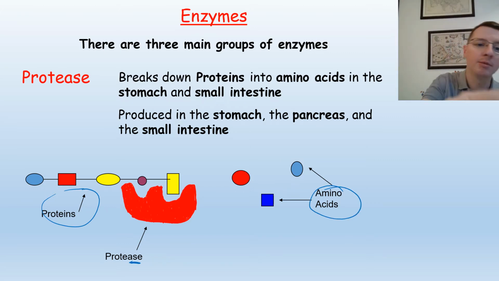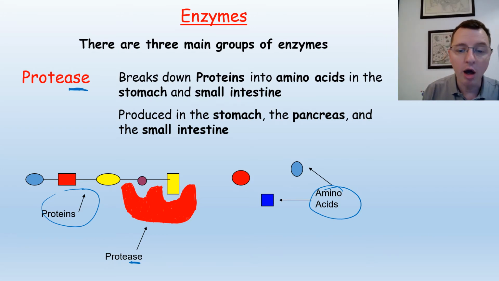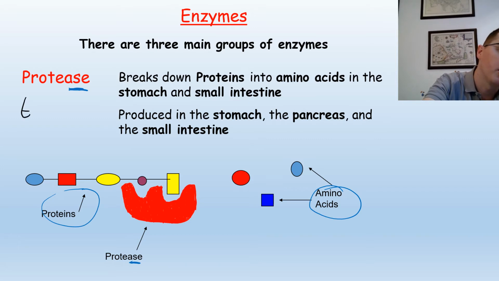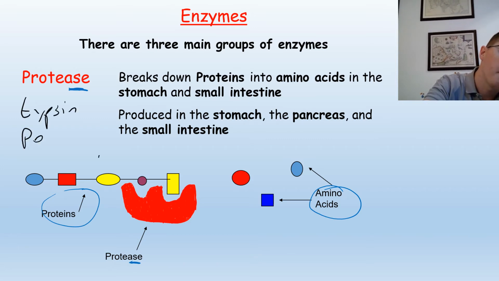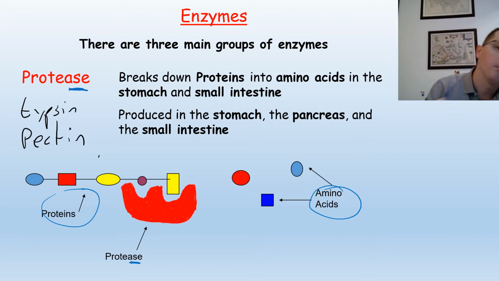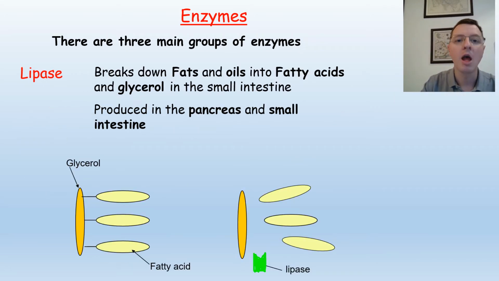Protease enzymes, let's underline the A's again, are quite a large group of different enzymes. In fact, there's many different protease enzymes. Some that you may come across, you might come across the enzyme trypsin or the enzyme pectin. Both of these are protease enzymes and they break down proteins. The last group of enzymes we need to look at are the lipase enzymes.